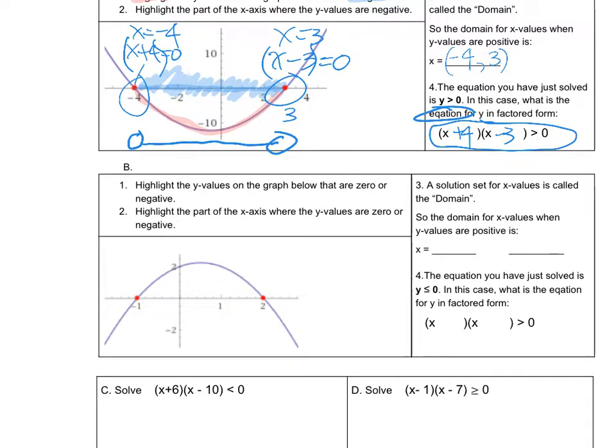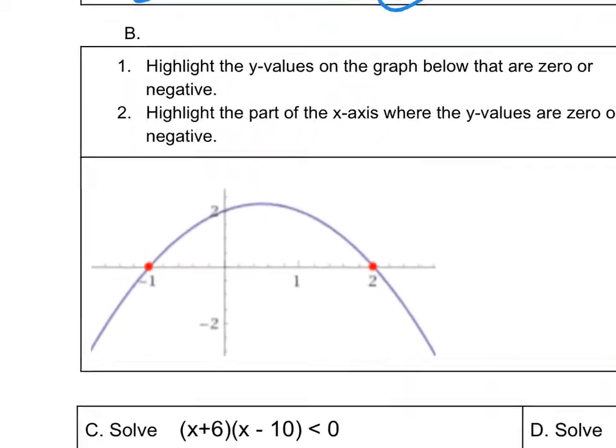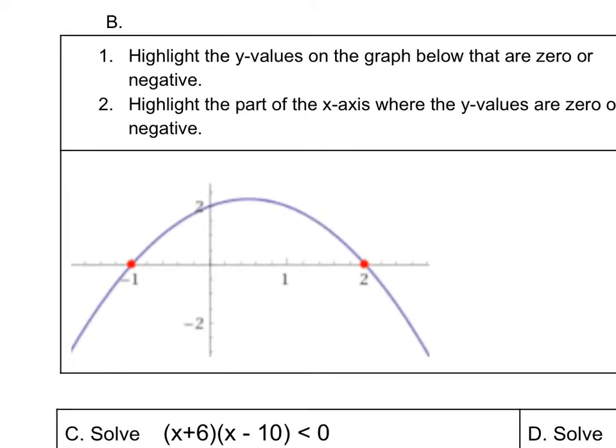So highlight the y values in the graph below that are 0 or negative. So what I'm going to do is I'm going to highlight 0 or negative. Okay, so I'm highlighting 0 or negative. Negative means below the x-axis, but it includes 0. Now I need to highlight that part of the x-axis where the y values are 0 or negative. So is that right? No, I don't think so because the y values are positive there.